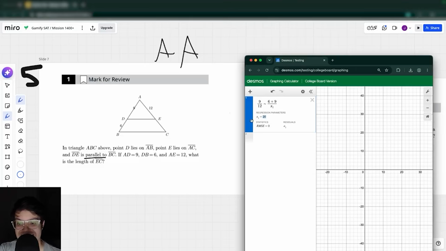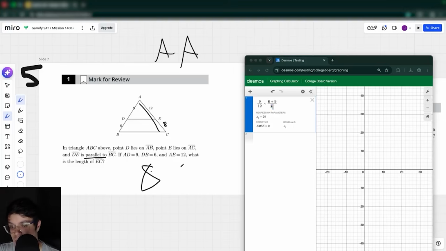So 20, it says there. If that is equal to this entire thing, and we have 12 already, then this would just be 8, as we saw there before. So therefore, the answer would be 8, of course.